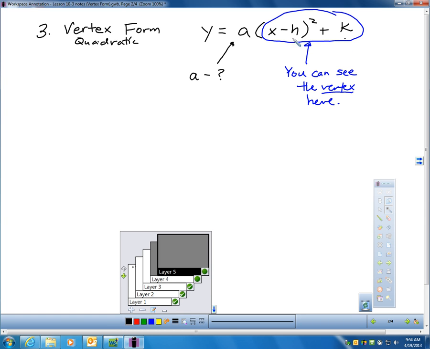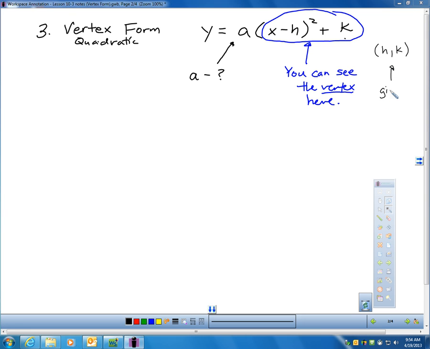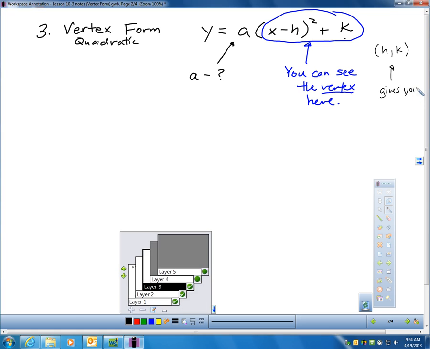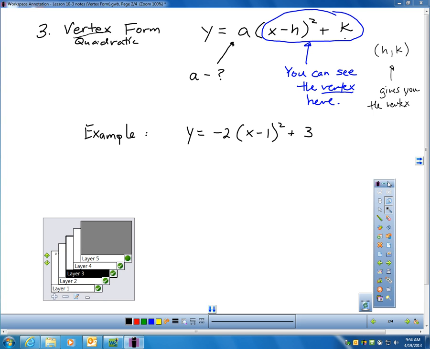The vertex is found by looking at h and k. All right. In fact, the values of h and k give you the vertex. Okay? So by looking at vertex form, you can just see the vertex. That's why they call it vertex form. By looking at it, it just immediately tells you what the vertex is. All right? Let's do an example problem.